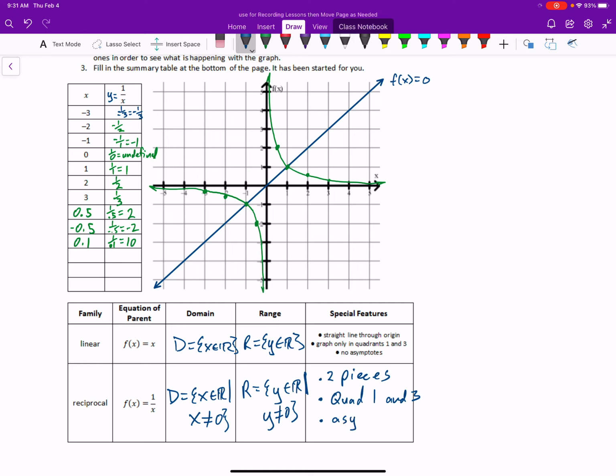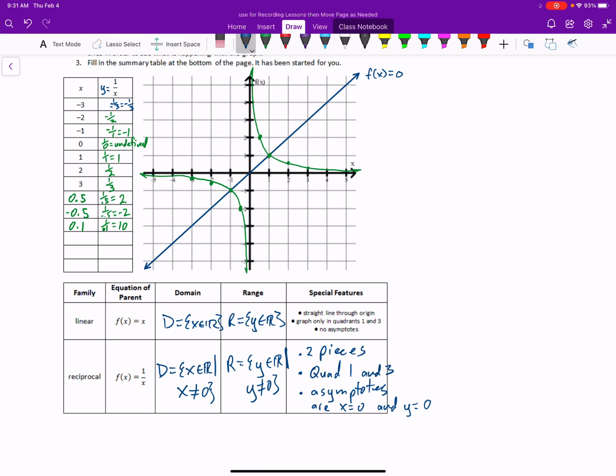Asymptotes are these lines that the graph gets closer and closer to. And so this one gets closer and closer to x equals 0, that's the vertical asymptote, and y equals 0, which is the horizontal asymptote.